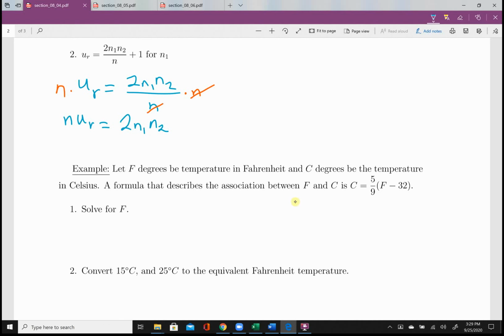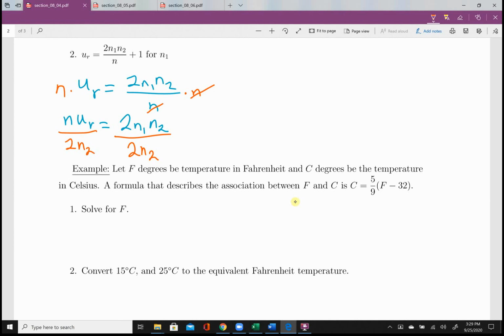Now the only thing left for me to do is to get rid of these factors of 2 and n sub 2 on the right hand side, which I can do by division, and I can divide both of those factors at the same time. So I'll divide by 2 and n sub 2 on both sides.